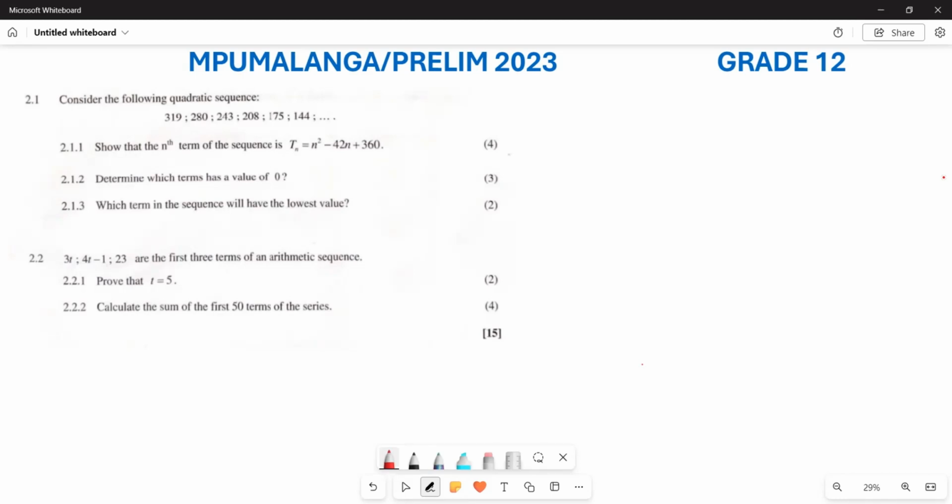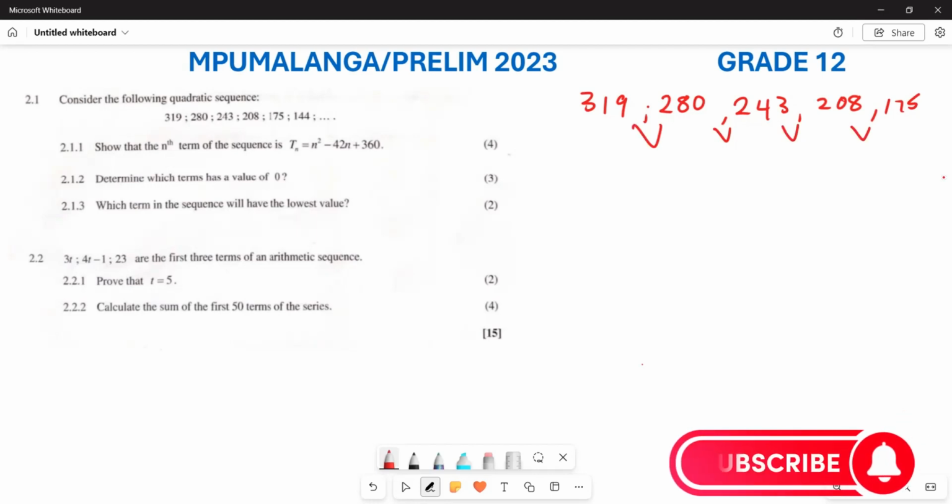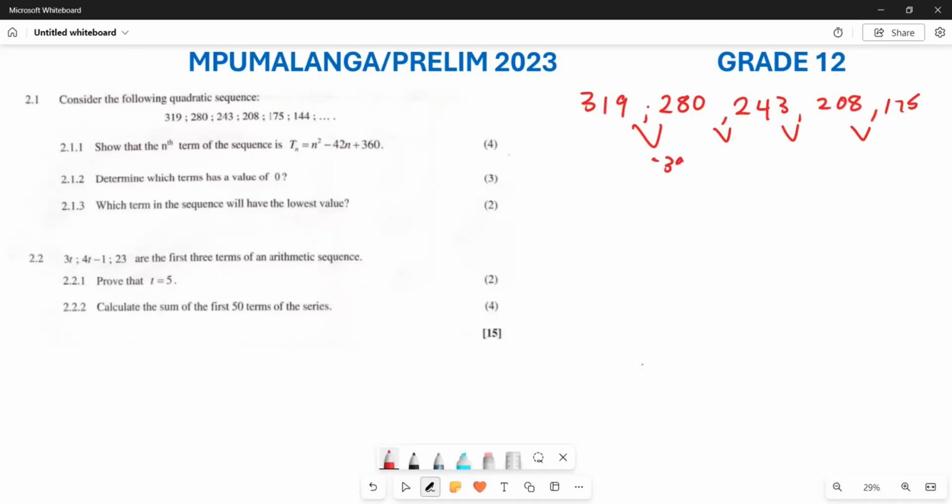The first thing we are going to do is write down the terms: 319, 280, 243, 208, and 175. Let's just write these ones. Now you can start by finding the first difference. What is the first difference here? It is going to be negative 39.